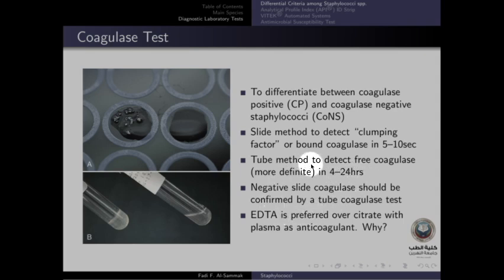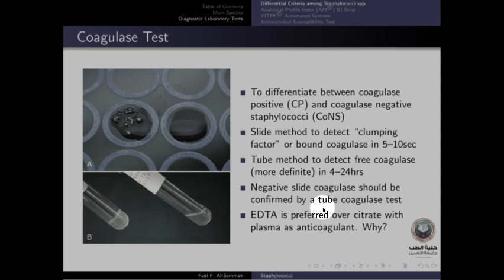And also, as I said, a negative slide result should be confirmed by the tube coagulase test. And here we said EDTA is preferred over citrate as an anticoagulant. Why? Because sometimes there will be citrate-utilizing microorganisms. They can give you false positive results.